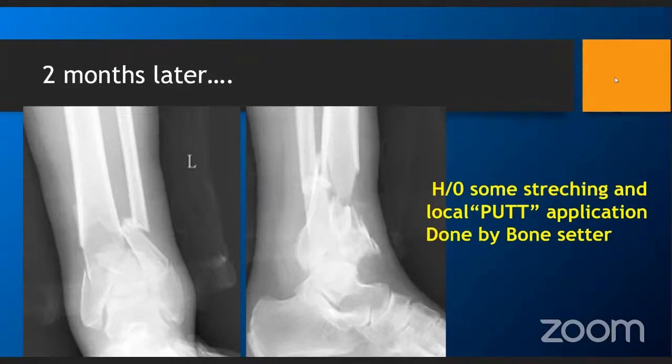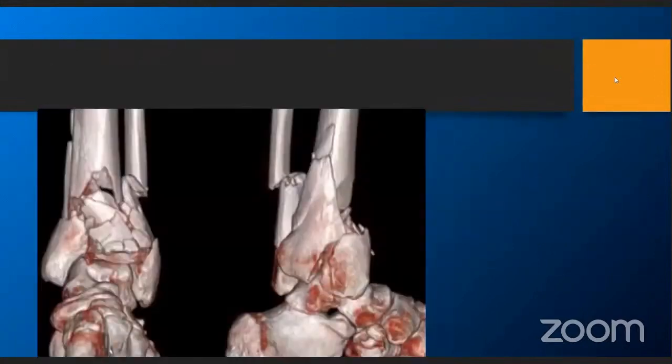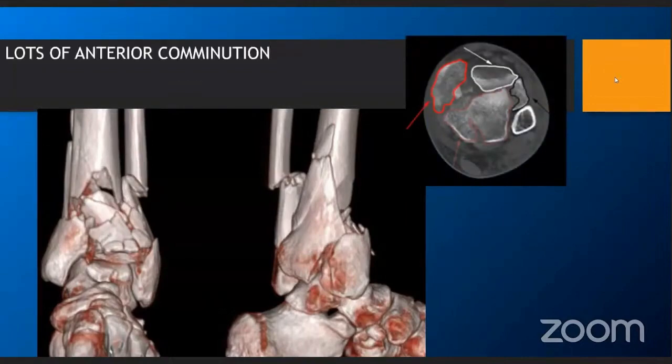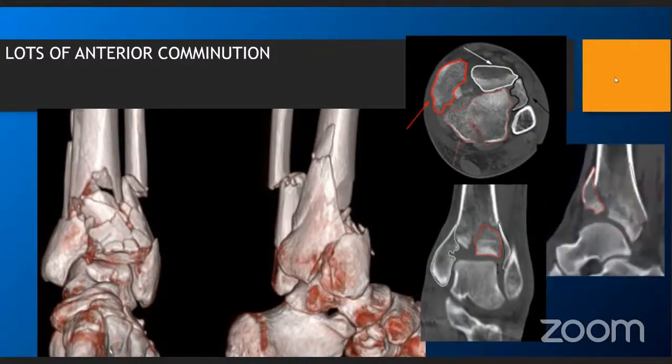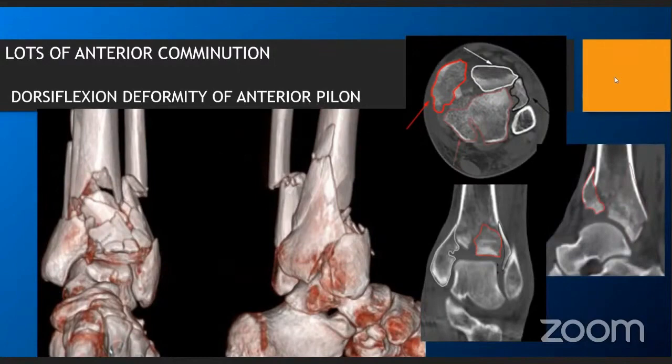Girish? Yes, sir. We have undergone the CT scan investigations also. These are the 3D CT scan images we have, and these are all the axial images. There is a lot of anterior comminution, as you rightly mentioned. But whether it is salvageable or non-salvageable, I need to ask the other panelists also. This is a dorsiflexion injury to the anterior pilon, and these are the CT scan images we have.